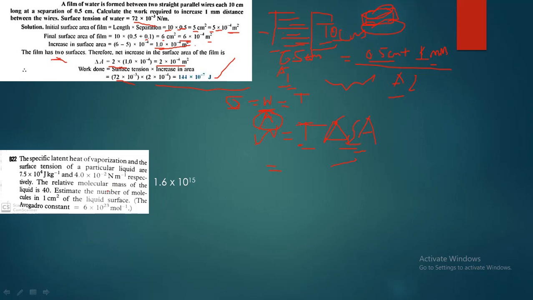So kwa kujishughulisha kidogo zaidi, kwa mfano tuna a more complicated question. Suppose we have specific latent heat of vaporization. Okay? Na surface tension imepewa as 7.5 times 10 power 4 joules per kilogram na umepewa surface tension 4 times 10 power negative 2 Newton per meter. So relative molecular mass of the liquid ni 40. Estimate number of molecules in 1 centimeter squared of the liquid. So it is just easy.